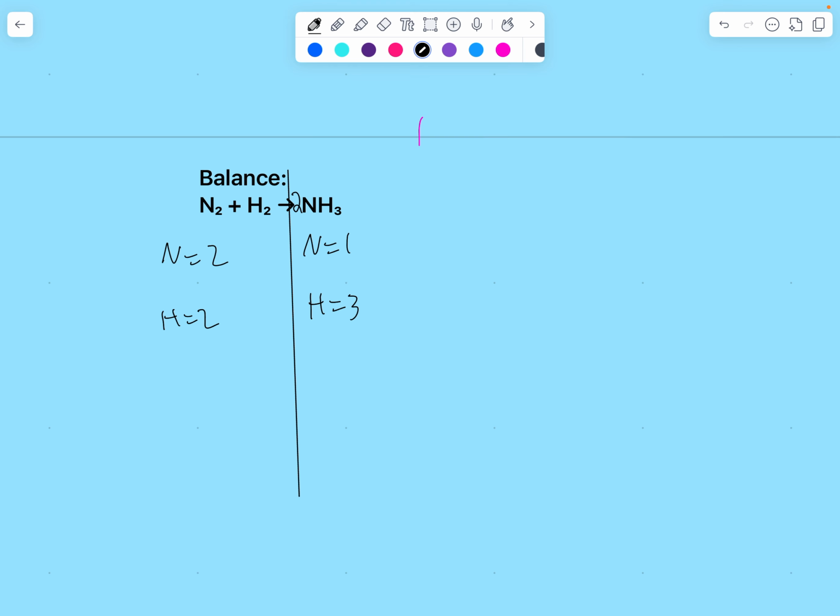If I put a 2 right here, the reason I put a 2 here is because I want to balance out the N's, and I do hydrogens last. So I have 2 nitrogens on this side. 3 times 2 is 6. That's where that happened. Now, I need to balance out the N. 2 to 2, good, done. Hydrogen needs a 3 right there, because that would give me 3 times 2, which is 6. So the answer is N2 plus 3H2 will form 2NH3.